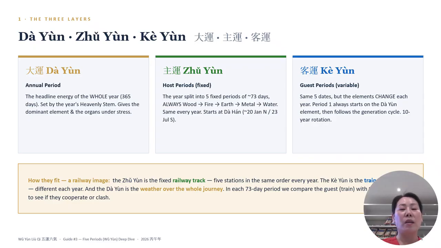The gold box gives you the image to remember it by. The Zhu Yun is a fixed railway track with 5 stations in the same order every year. The Ke Yun is a train running on that track, different each year. And the Da Yun is the weather over the whole journey. In each period, we simply compare the train with the track, guest with the host, to see whether they cooperate or clash. Hold that picture, we'll use it all the way to the end.